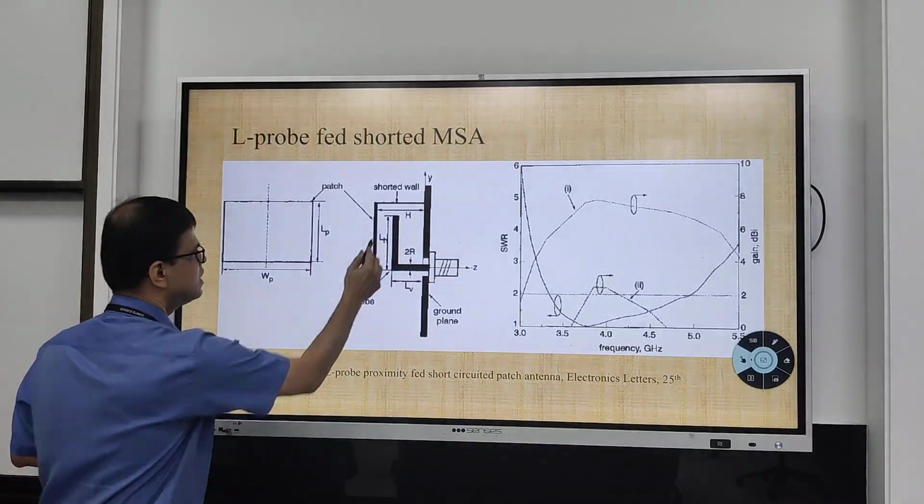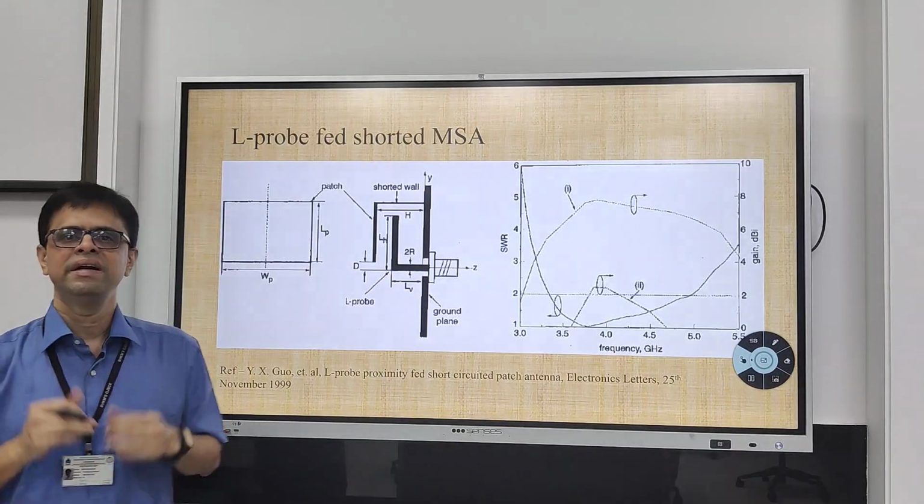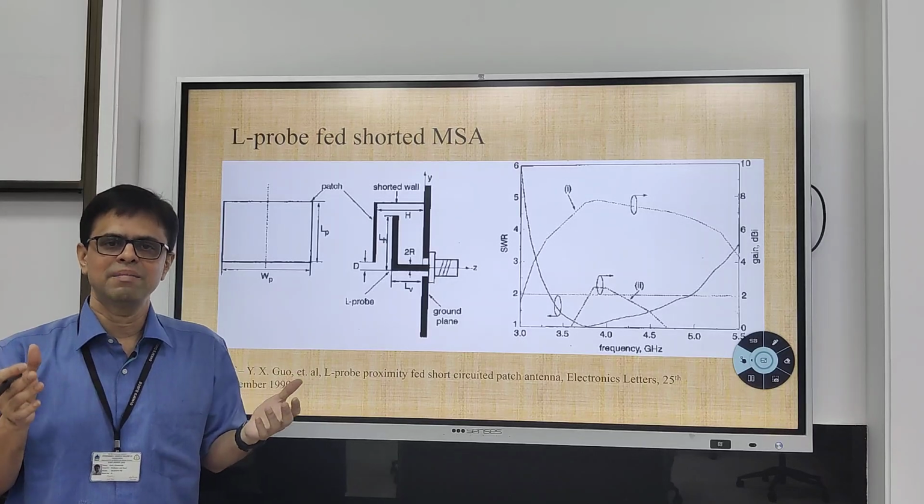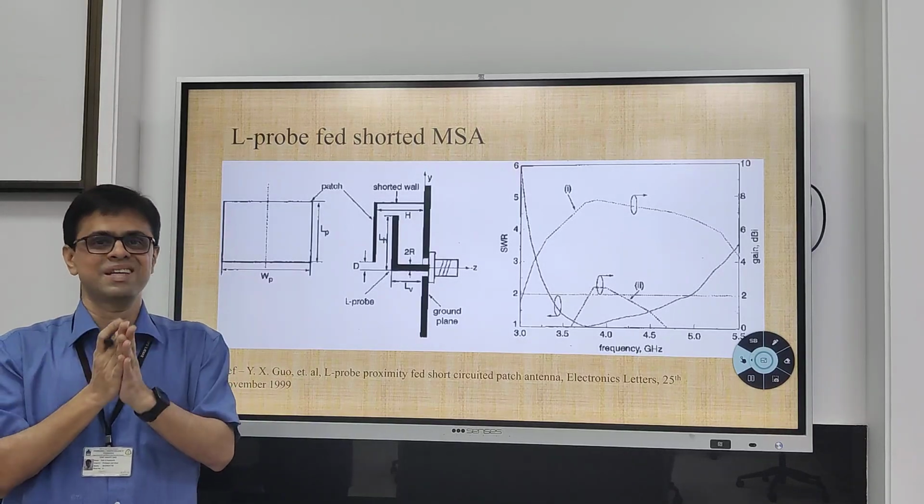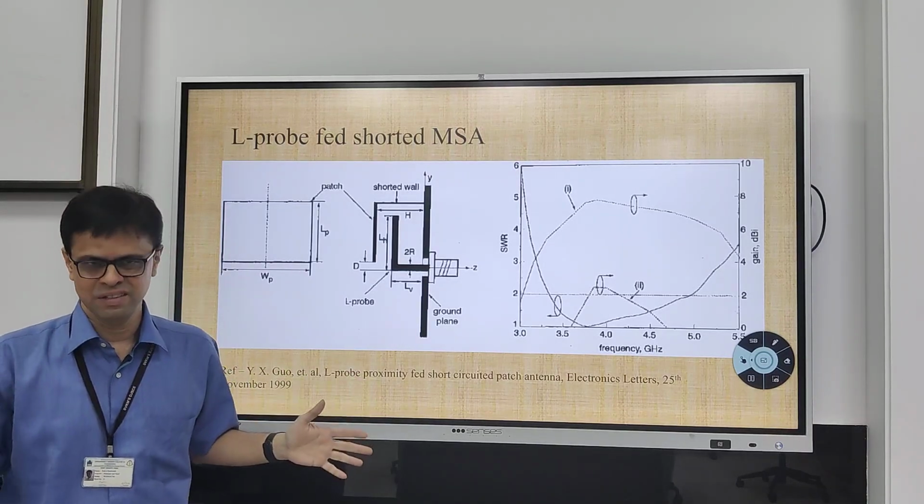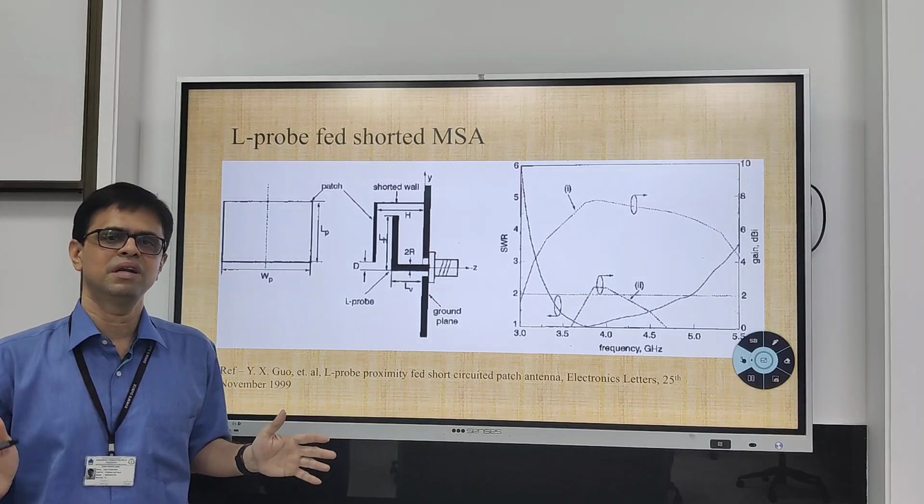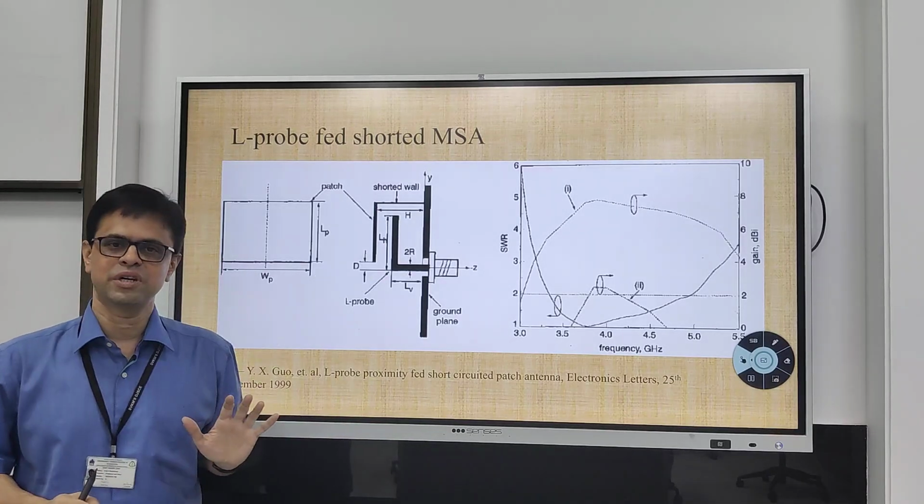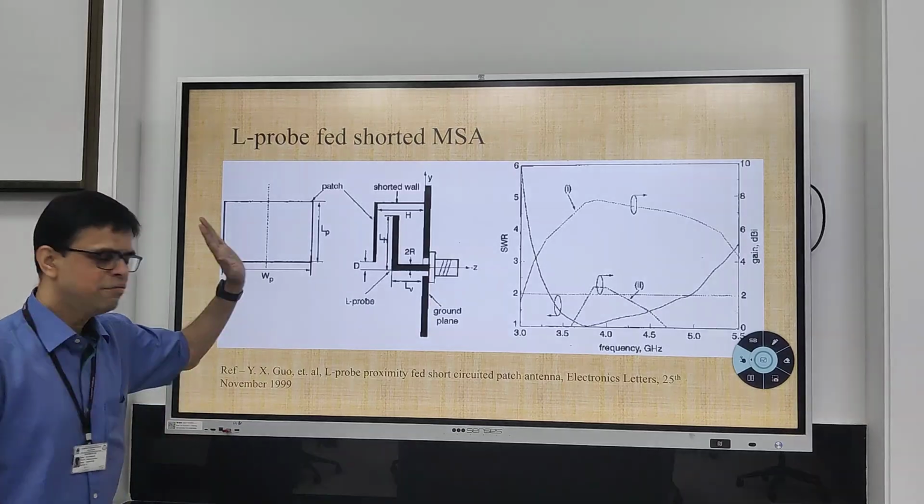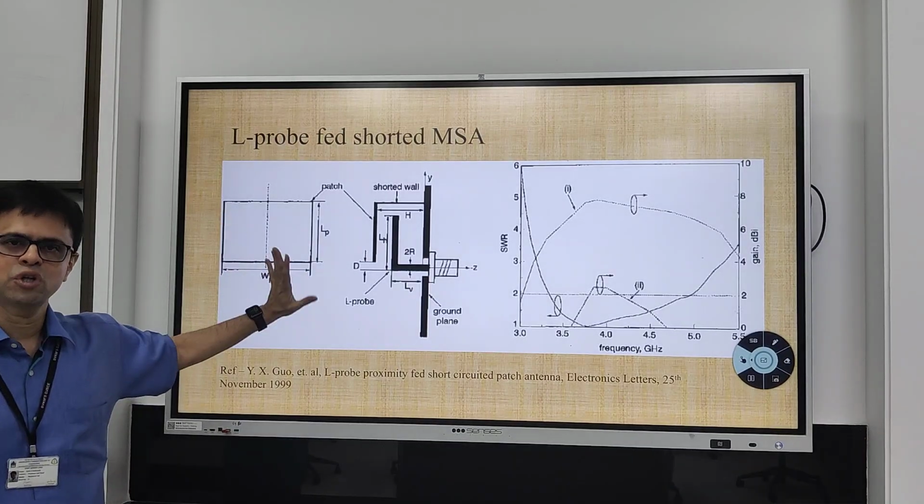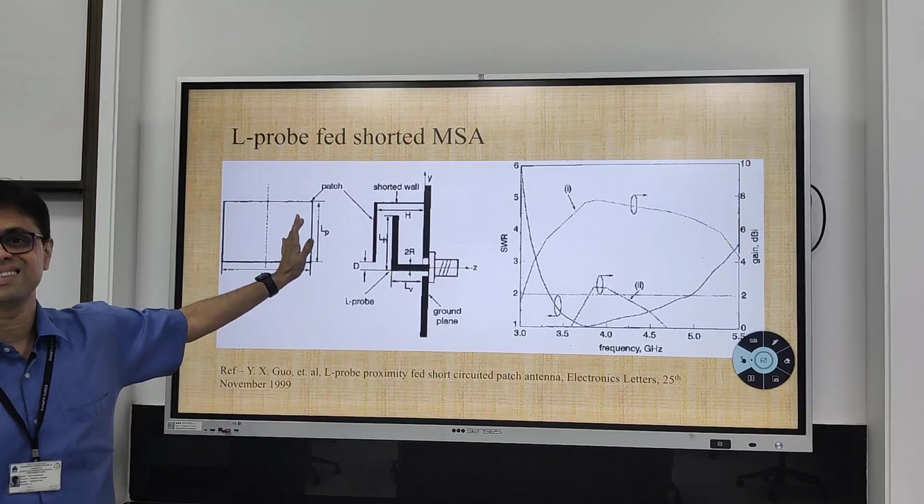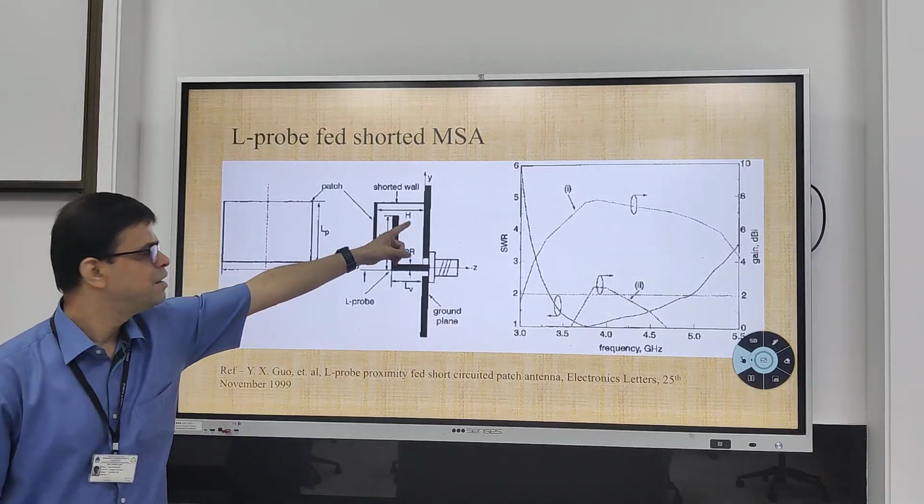So this capacitor negates the inductance, and together it increases the antenna bandwidth by doing some kind of probe compensation. This probe compensation is something very important for a thicker substrate design. Okay, so what we have done, we have a compact antenna, a shorter antenna, and we are using the thicker substrate so that the bandwidth is increased.